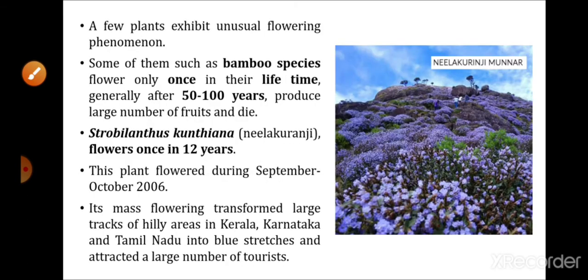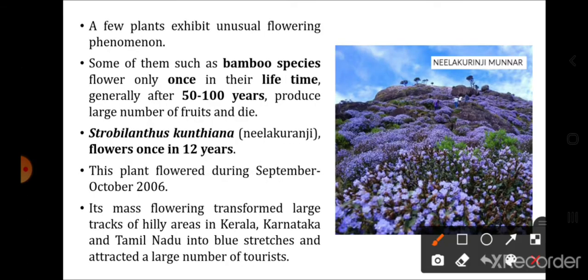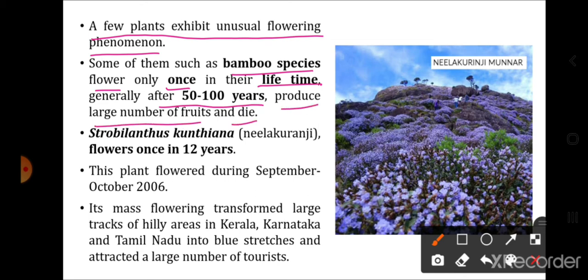Clear, students? Now, there are certain plants which show an unusual flowering phenomenon. Some of them, such as bamboo species, flower once in their lifetime, generally after 50 to 100 years, produce a large number of fruits and then die.